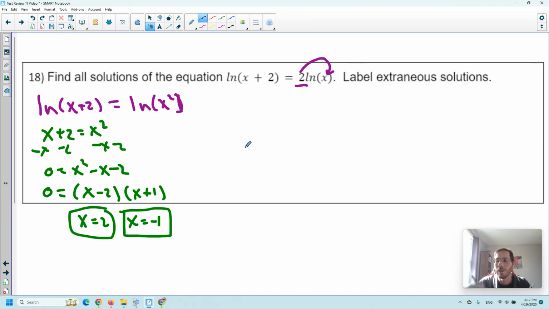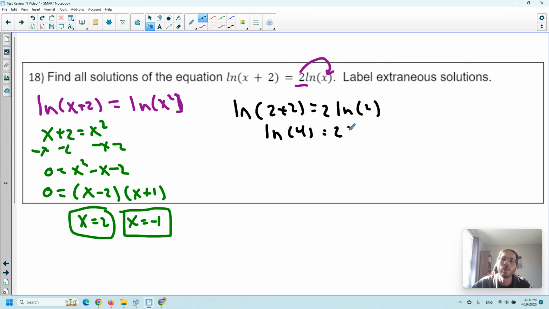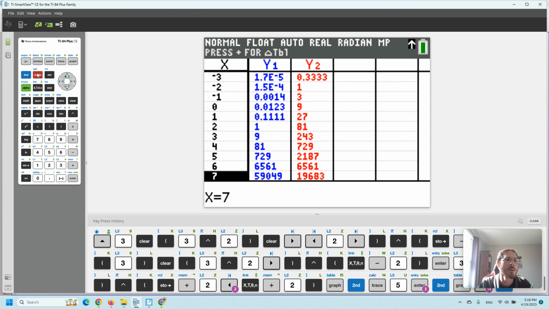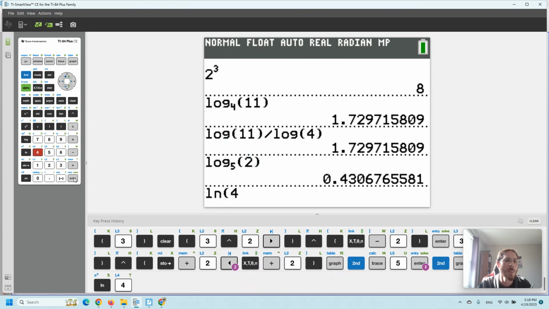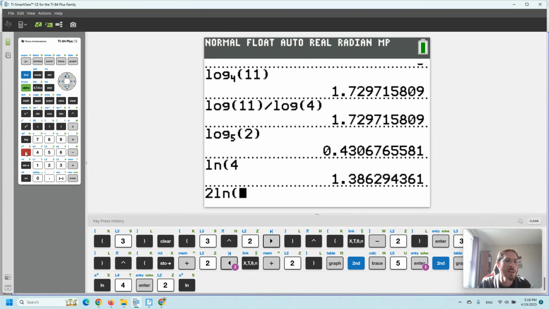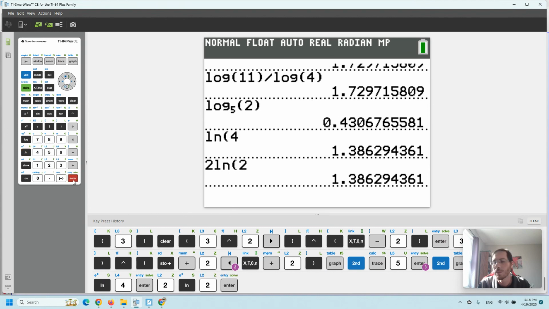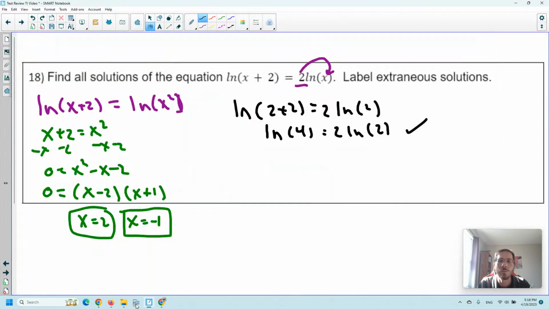If we have the logarithms, we need to double check to see if anything is extraneous. So ln of 2 plus 2 equals 2 ln of 2. So ln of 4 equals 2 ln of 2. Nothing is wrong in the domains, so we're good to go. Yeah, we can type it in just to double check the decimals. So ln of 4 to ln of 2. We get the same decimal, so that seems pretty good.